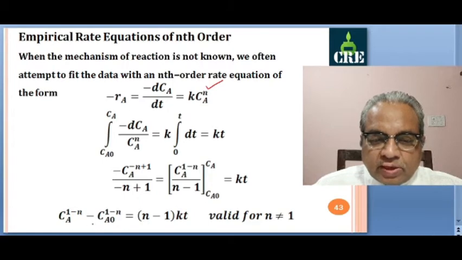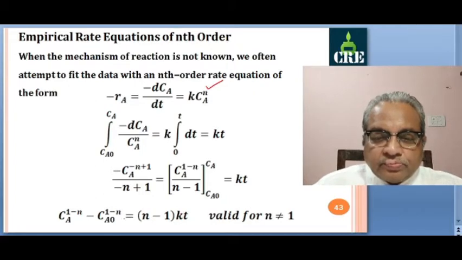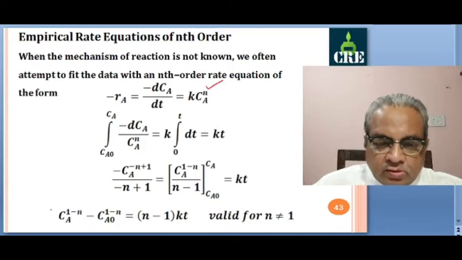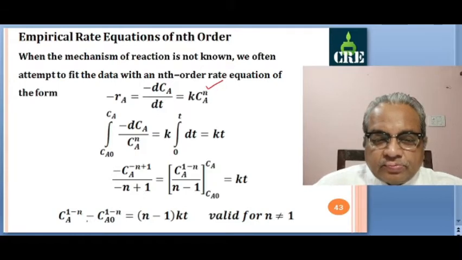CA raised to 1 minus n minus CA0 raised to 1 minus n is equal to n minus 1 into kt. Okay, so this also we can arrange in y is equal to mx plus c form and find out the value of n, that we will see a little later. We can take log of both the sides: 1 minus n into ln of CA minus 1 minus n into ln of CA0 is equal to ln of this constant.